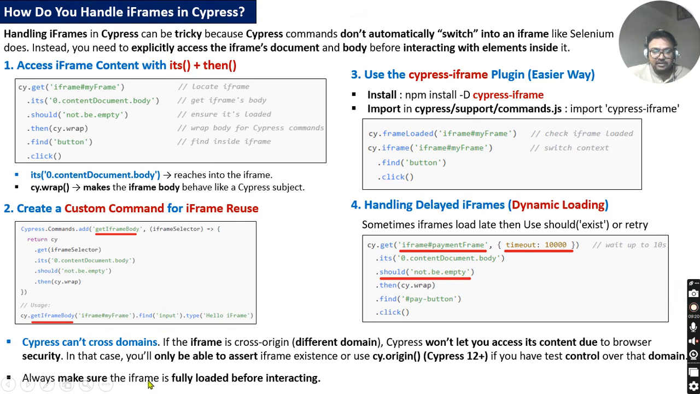Always make sure the iframe is fully loaded before interacting. You should always wait for the iframe to load its elements completely, and only then start performing actions. That's why you see over here, it just says get the iframe, then should not be empty. If it is empty, there is no need to go further, no need to wrap the body. But if it is not empty, then you can wrap the body and perform the action. So always make sure the iframe loaded all its elements successfully, and only then start performing the action. So this is, in a lump sum, how you handle the iframe in Cypress, guys.